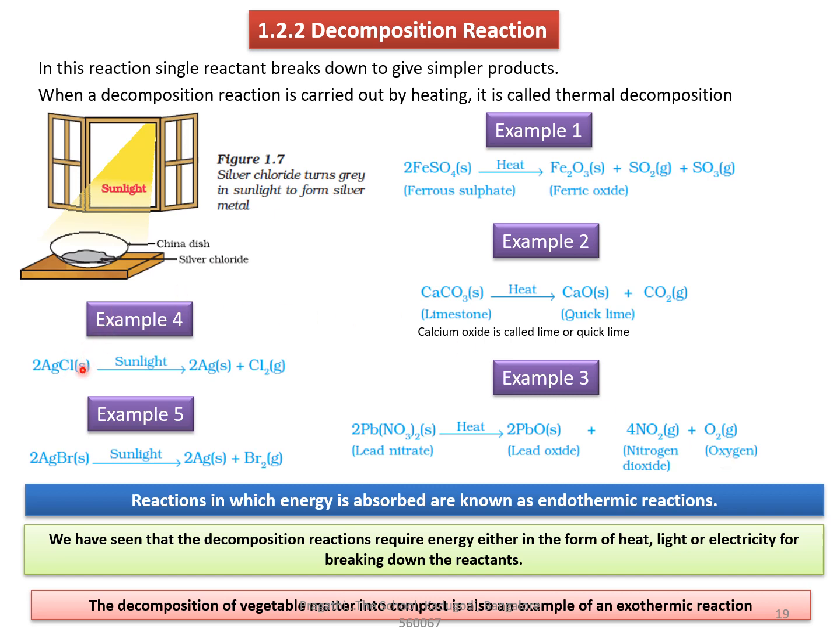Example number four, sorry, silver chloride. Ag is silver. Silver chloride, when heat is given, that means sunlight is given. Sunlight is nothing but heat. When heat is given, what happens? It breaks down into pure silver and chlorine gas is liberated.